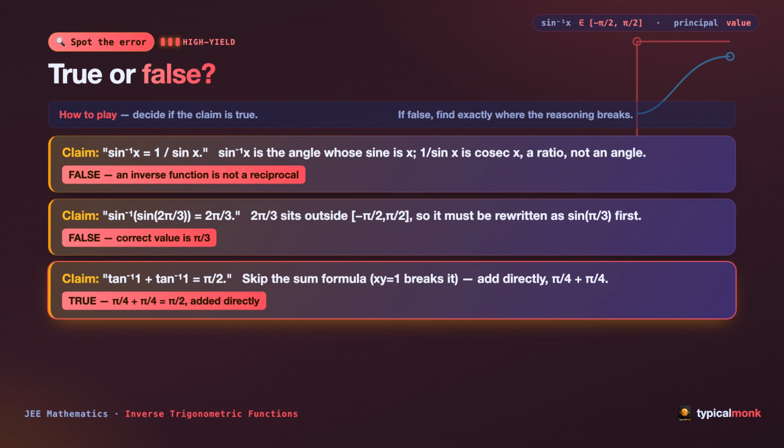Third claim, tangent inverse of 1 plus tangent inverse of 1 equals π/2. Check it directly without the sum formula, because 1 times 1 equals 1 and the formula's denominator would collapse to 0. Adding the two angles directly, π/4 plus π/4 does equal π/2. This one is true, but only because we added directly and skipped the broken formula.